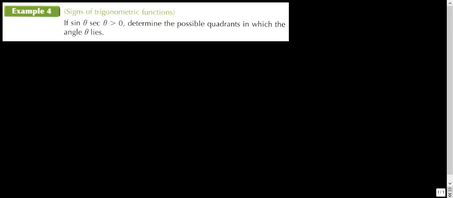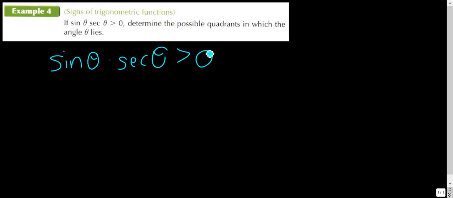Example 4 asks us, if the sine of theta times the secant of theta is greater than 0, determine the possible quadrants in which the angle theta lies. So we want to look and break this down. It says the sine of theta times secant of theta is greater than 0. So we have these two different parts. Well, think about how we can make this happen.